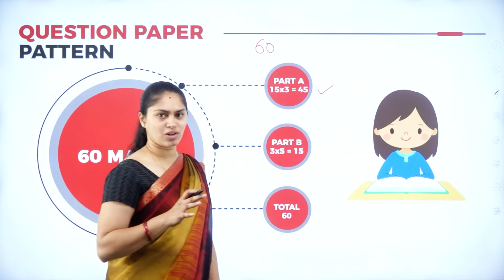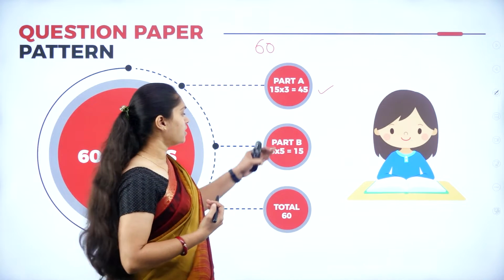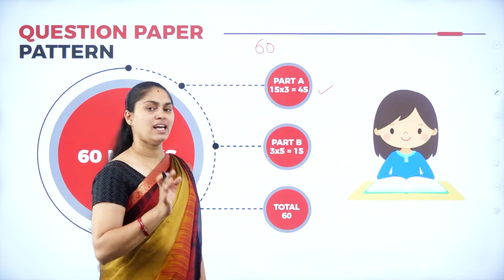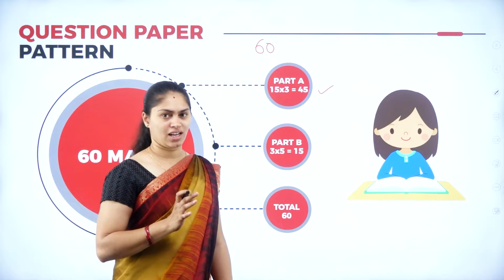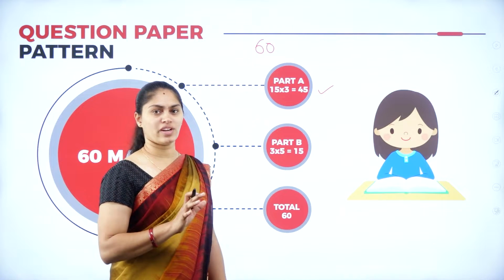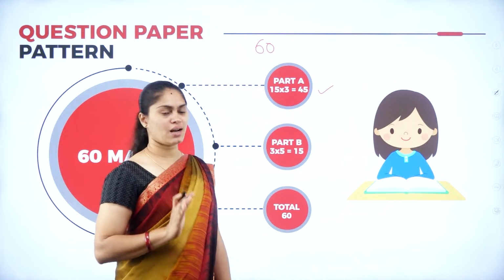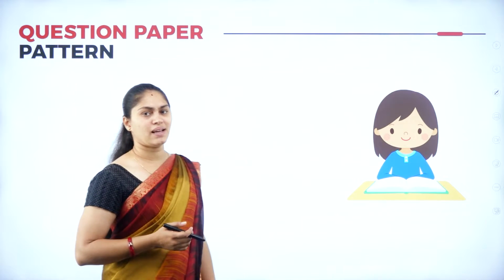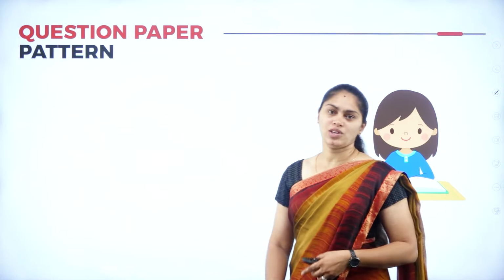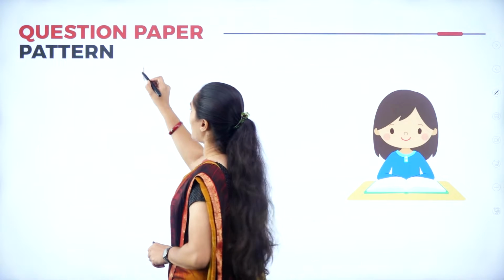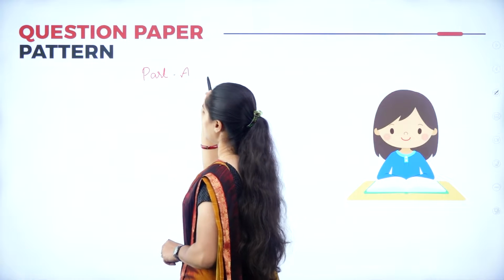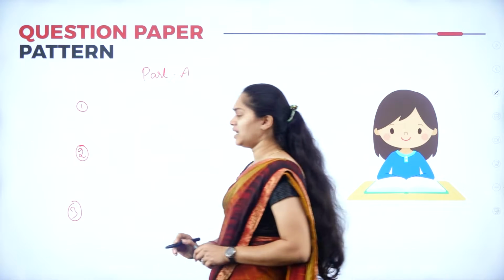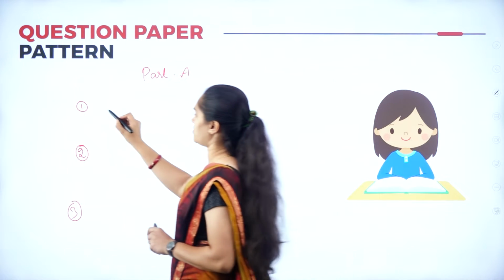I will explain each part one by one in the coming slides. As of now, you just need to understand how the marks are distributed. Then in Part B, there will be 5 questions. Out of those 5 questions, you need to answer any 3. Each question carries 5 marks. So 3 into 5 will be 15. So 45 plus 15, totally it is 60 marks. Let me explain the pattern, how your question paper looks and how you are supposed to answer it. When it comes to Part A, as I told earlier, it consists of only 3 questions. And in each question, there will be 2 sub-questions.